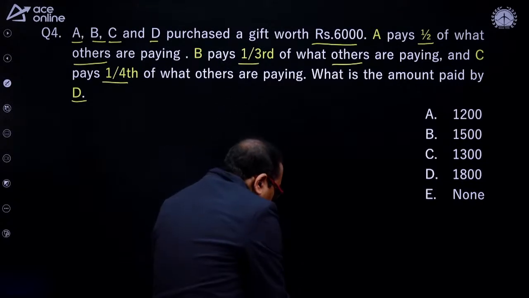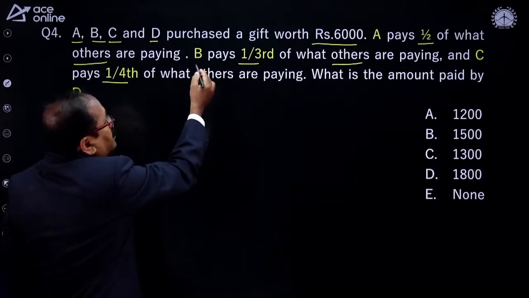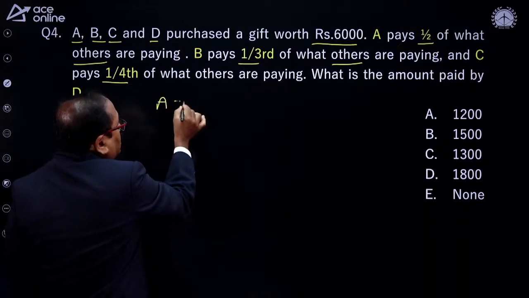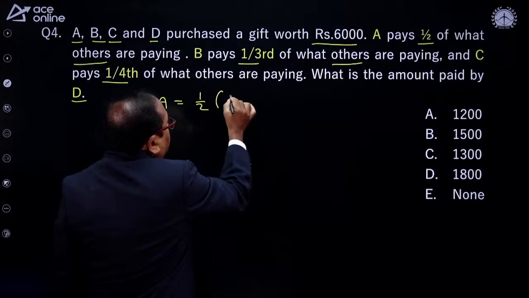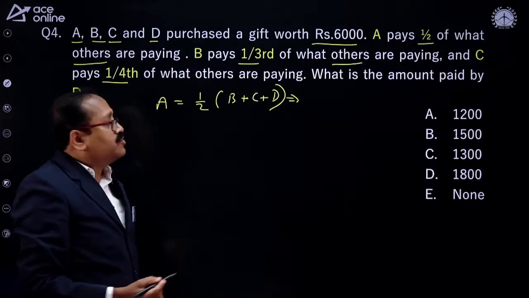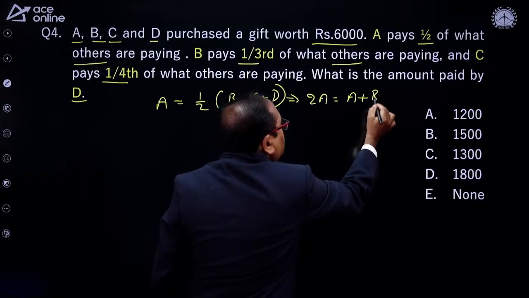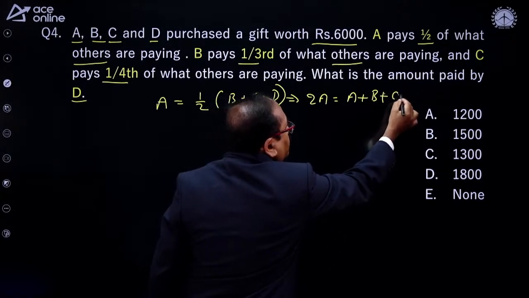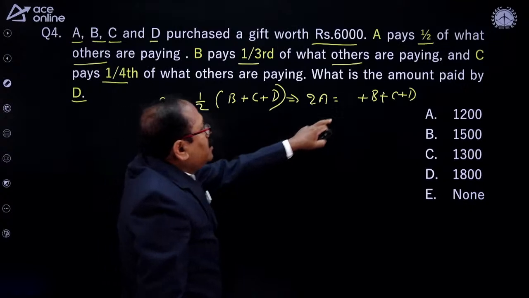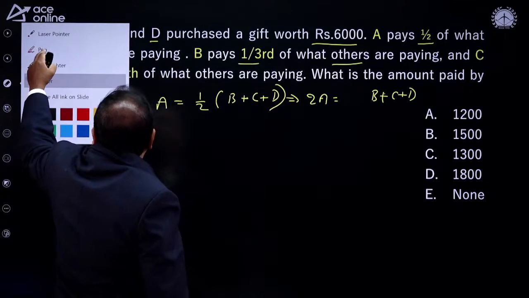So now what I do is, I will give you the structure, then again I will give you 30 seconds. It is given to us that A pays half of what the others pay. So that means A is equal to half of B plus C plus D. From here, I will get 2A is equal to B plus C plus D. Now, look at this part. Can I replace this with our original equation? So what is our original equation over here?